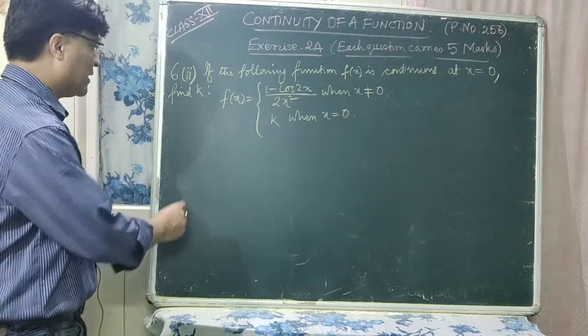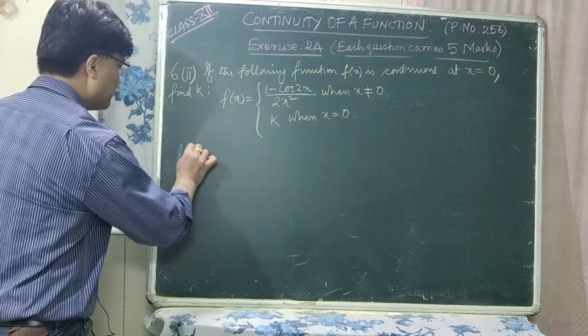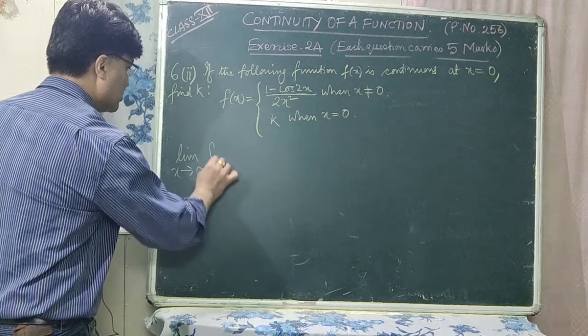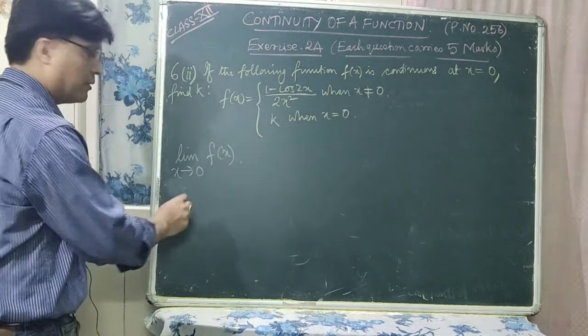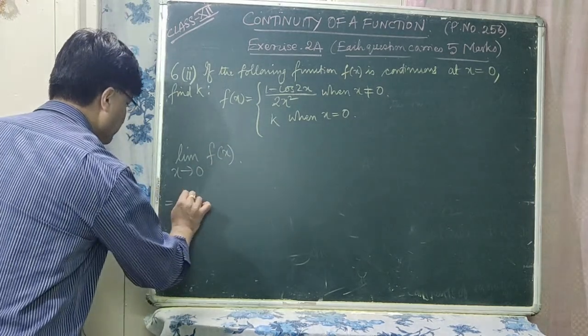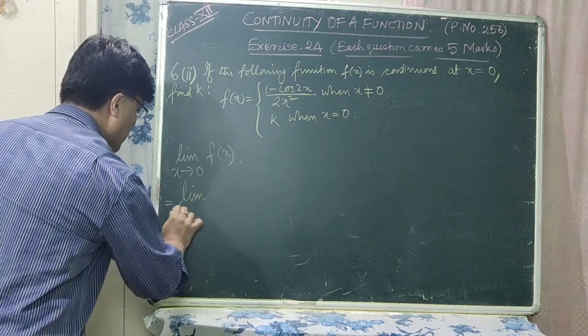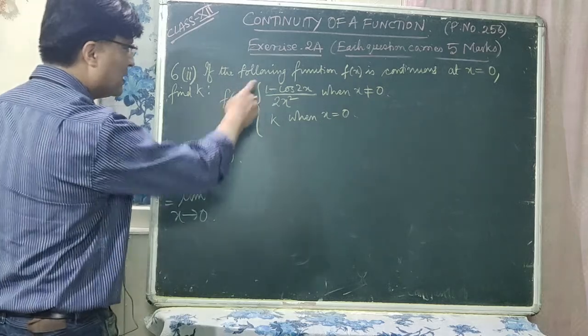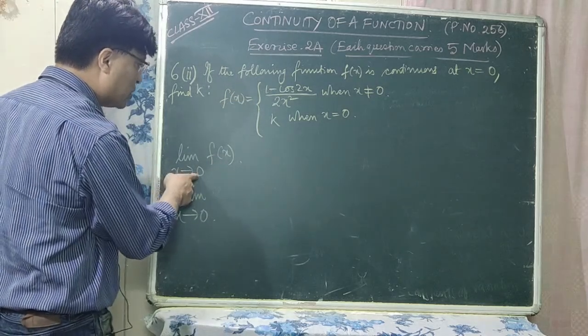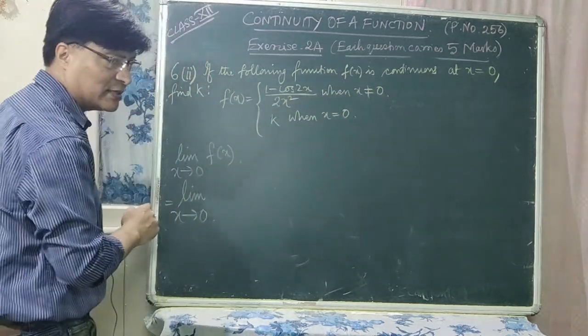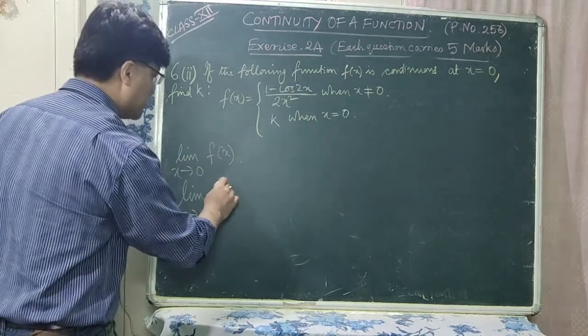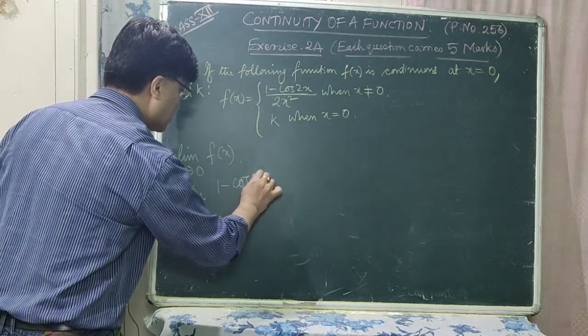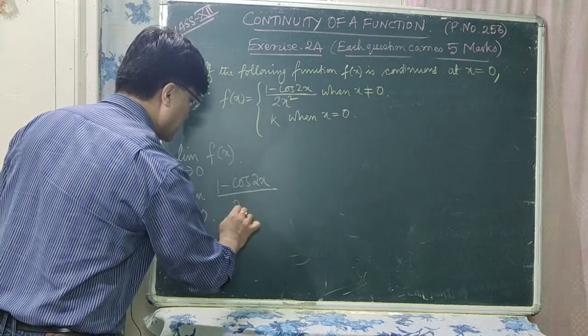Okay, so let us find out the limit x tends to 0 of f of x, right? Which is equal to limit x tends to 0. What is the value for f of x in this case? When x tends to 0, it means x not equal to 0 in that case. So what is the value for f of x here? 1 minus cos 2x divided by 2x square.